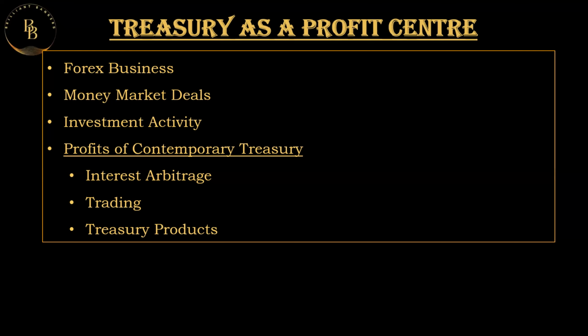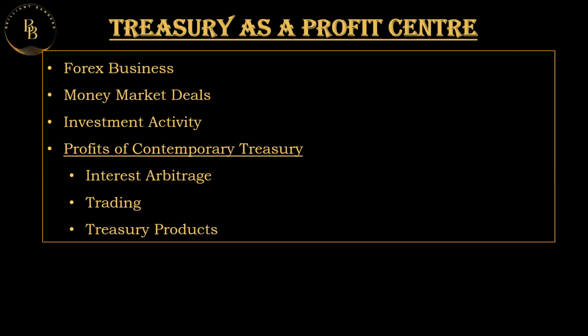Treasury products. Treasury sells, in addition to foreign exchange services, derivatives and structured products to corporate customers and also to large corporates. So these are the ways how a treasury yields profit. That is by the forex business, the money market deals by lending the money, by investment activities in government securities, creating profit through the interest arbitrage, through trading, and through different products by selling the foreign exchange services and the derivatives to the corporate customers.